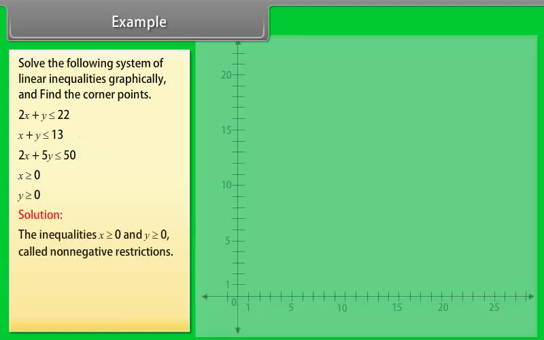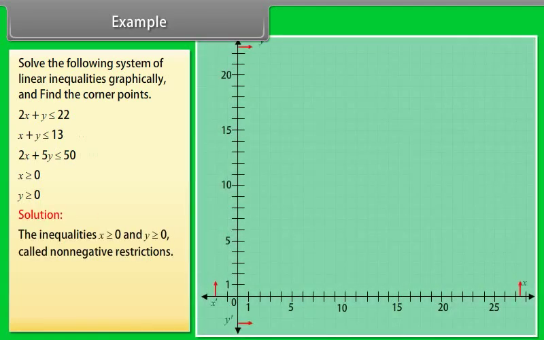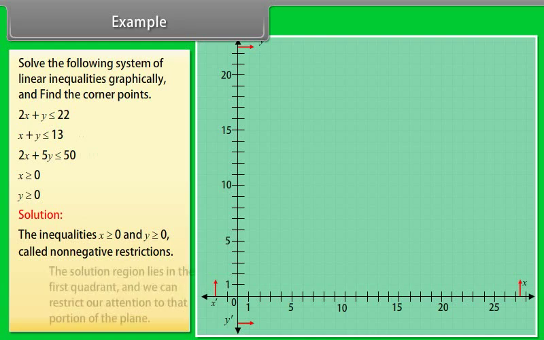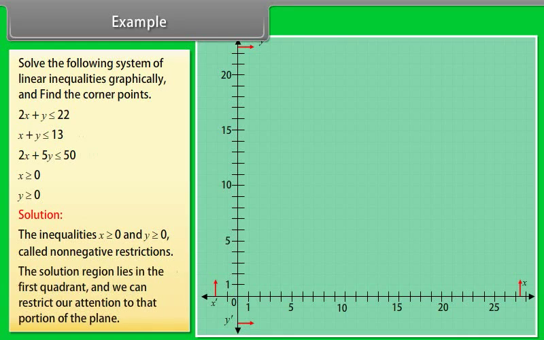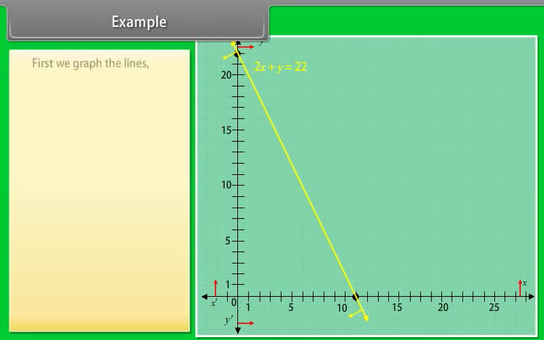Solution. The inequalities x greater than or equal to 0 and y greater than or equal to 0 are called non-negative restrictions. The solution region lies in the first quadrant, and we can restrict our attention to that portion of the plane. First, we graph the lines as follows.